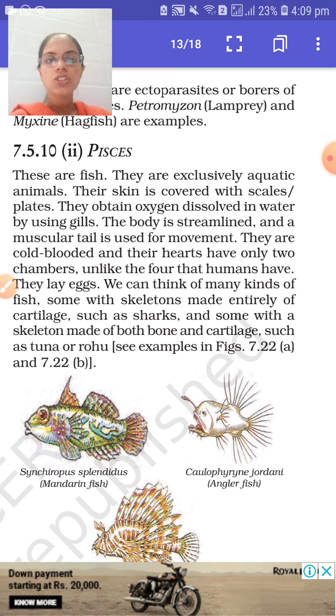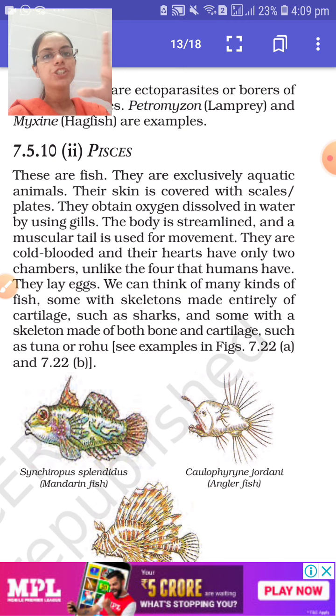They obtain oxygen dissolved in water by using gills. They can't take the atmospheric oxygen. If you take out the aquatic animal or fish on the land, they will die because they can't absorb the atmospheric oxygen. They need the oxygen in the dissolved form, that means in water.